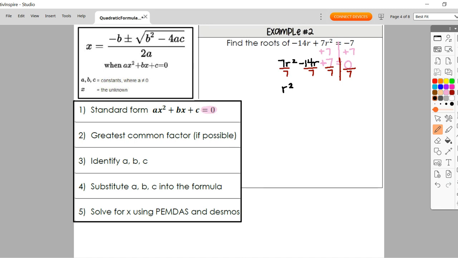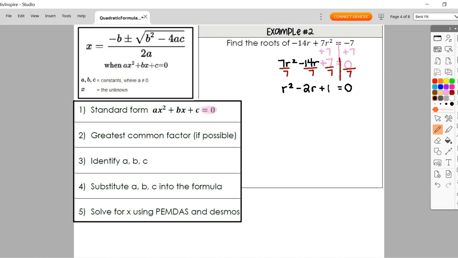I will get the result of actually dividing out that 7 from every term. 7 divided by 7 is 1 with my r squared. -14 divided by 7 is -2 with my r. And a positive 7 divided by 7 is a positive 1. On the right side of my equation, I know 0 divided by 7 is going to be 0. Now it just allows me to use smaller numbers for my a, b, and c in my quadratic formula.